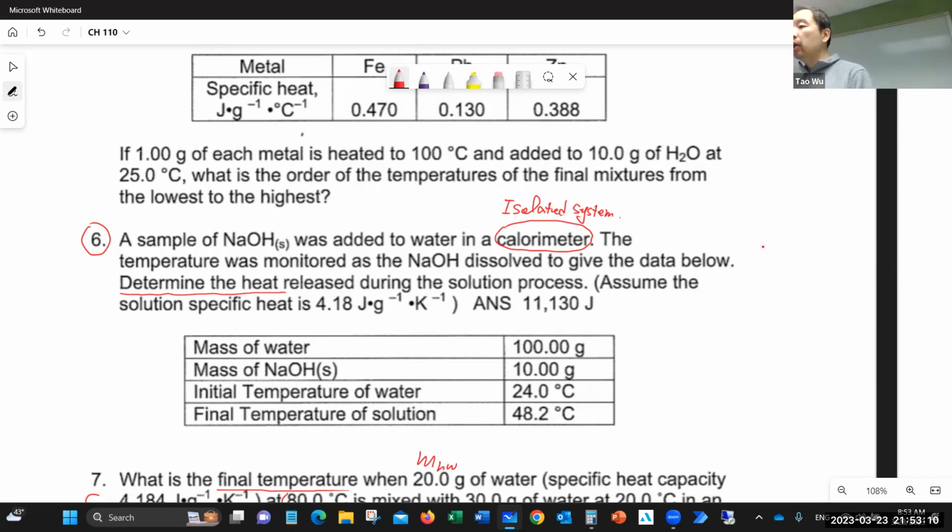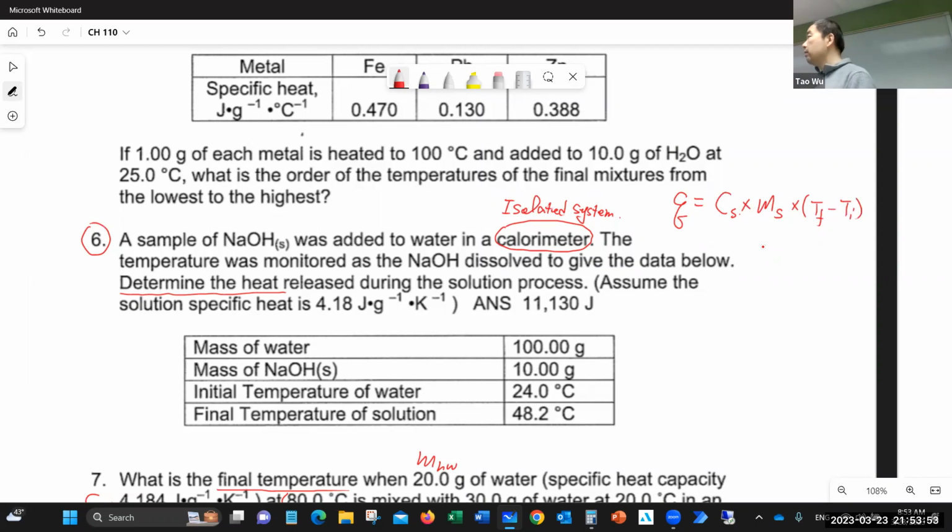Now we can still use this equation. The heat generated should be equal to the specific heat of the solution. You have to know this is a solution, right? Because the whole solution is warmed up, not just the water. The sodium hydroxide itself is also warmed up. So specific heat of the solution multiplied by the mass of the solution, and then you multiply by the final temperature subtract the initial temperature. Make sense, right?